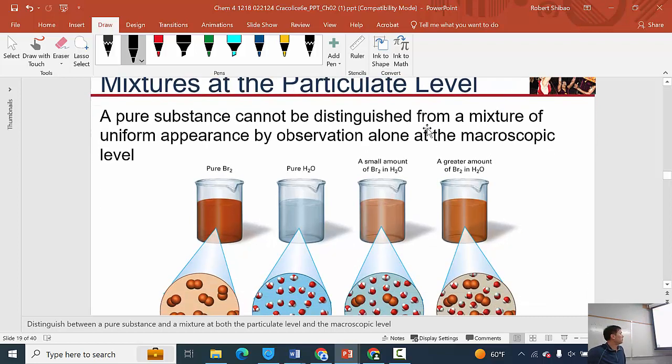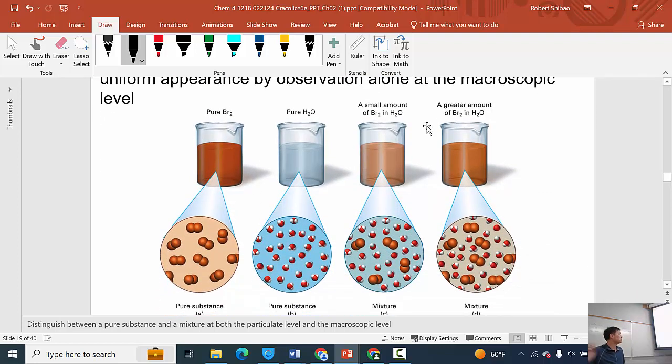All right, so we're looking at pure substances versus mixtures. Here we have bromine, a pure substance. Bromine is an element, but if you look at it, it consists of two atoms in a molecule. This is called a diatomic molecule. Bromine likes to bond with another bromine to form these two-atom molecules.